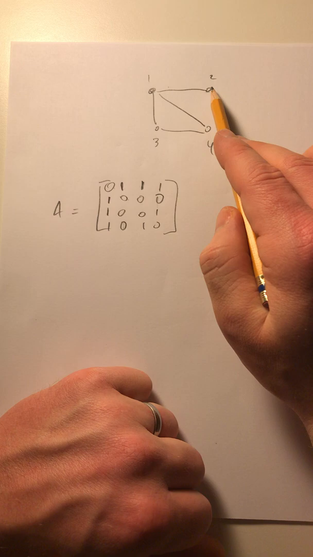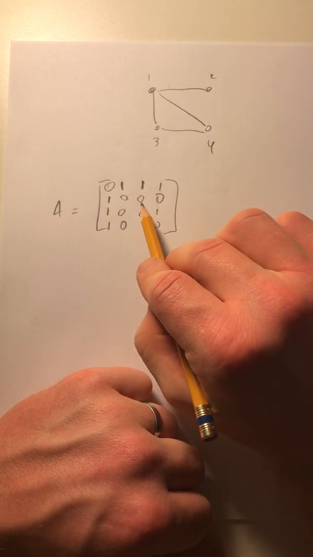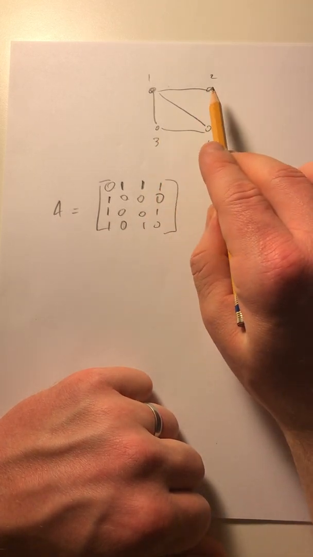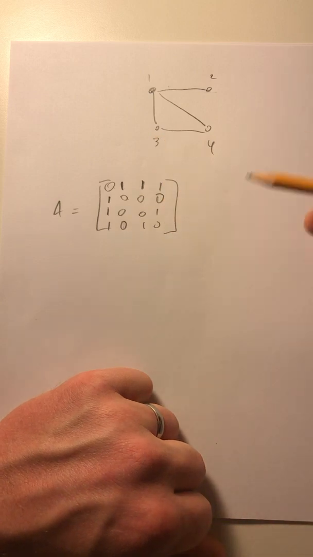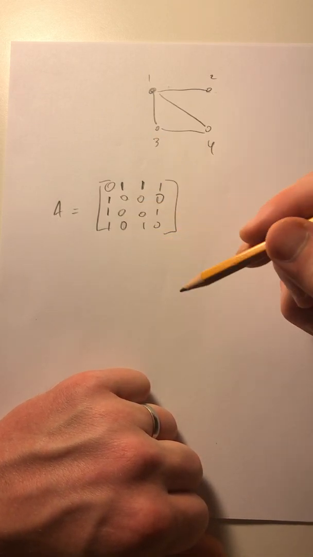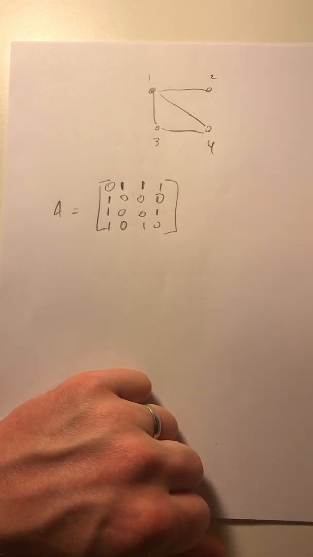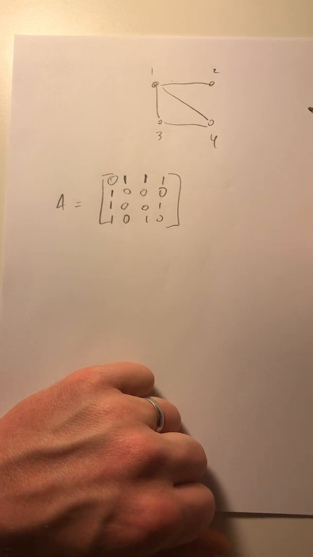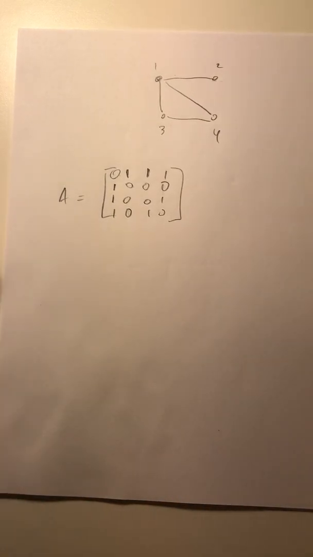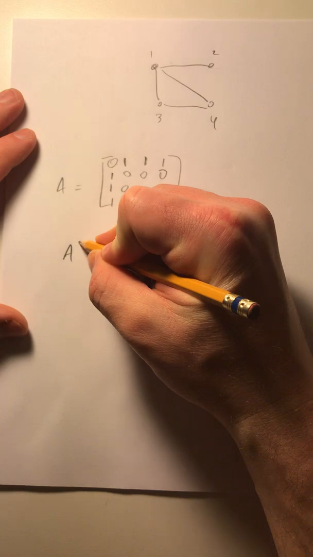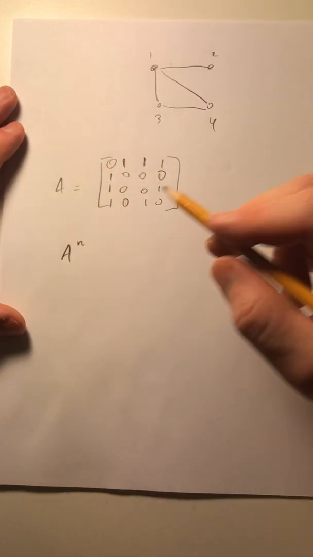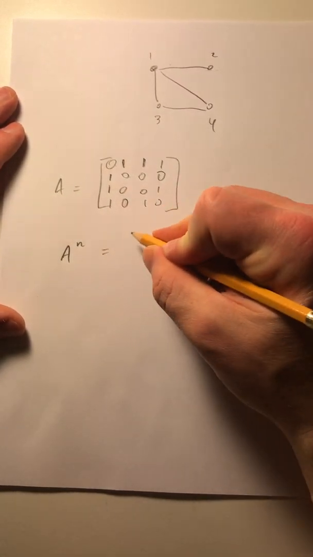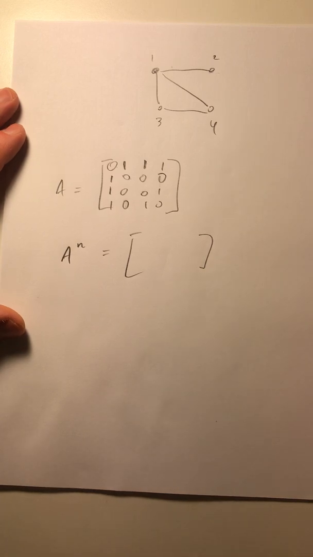Okay? And 2 and 3, right? So row 2, column 3, there's a 0 there. It's because there are 0 paths of length 1 from 2 to 3. Now I might want to say, how many length 2 paths are there? How many length 3, 4, 5, 6 paths are there? And so, the almost magic property of adjacency matrices is that if I take this matrix and raise it to the power n, I'm going to get some matrix here.